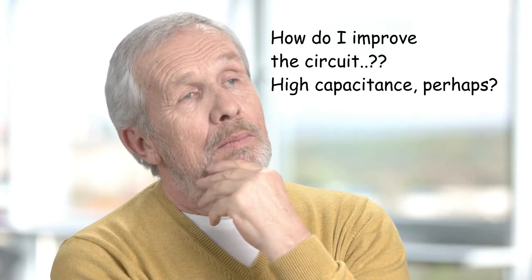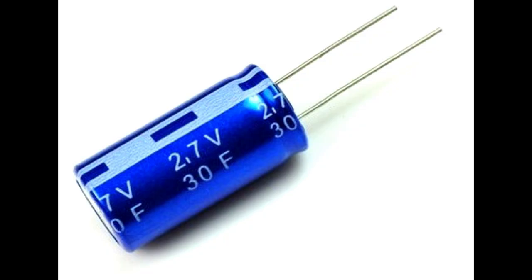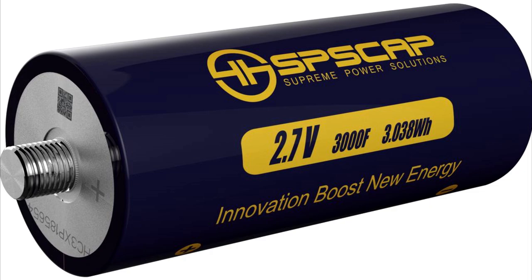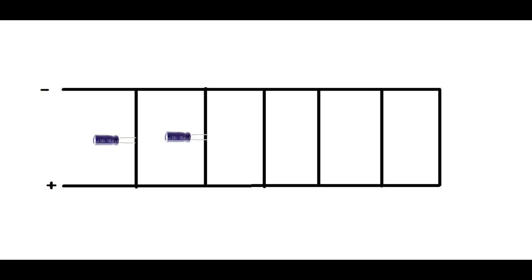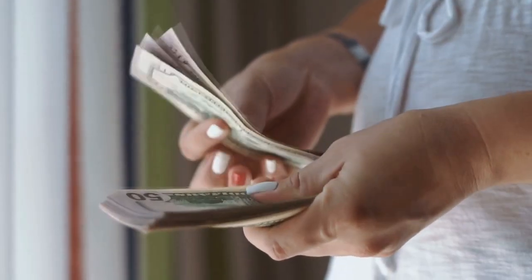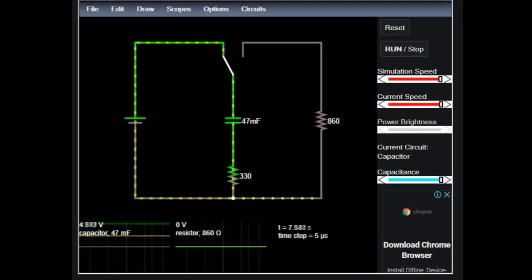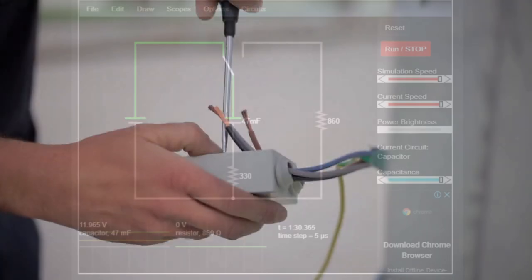Now, this circuit could be improved by having a higher capacitance value for the single capacitor, like using a super capacitor or an ultra capacitor, or by stacking together a number of capacitors in series on the circuit to reach a desired capacitance value, which may cost less, as a single high value capacitor costs a lot. Doing this will increase the amount of time taken for the capacitor to discharge and provide a longer working time for the output, which is the LED.